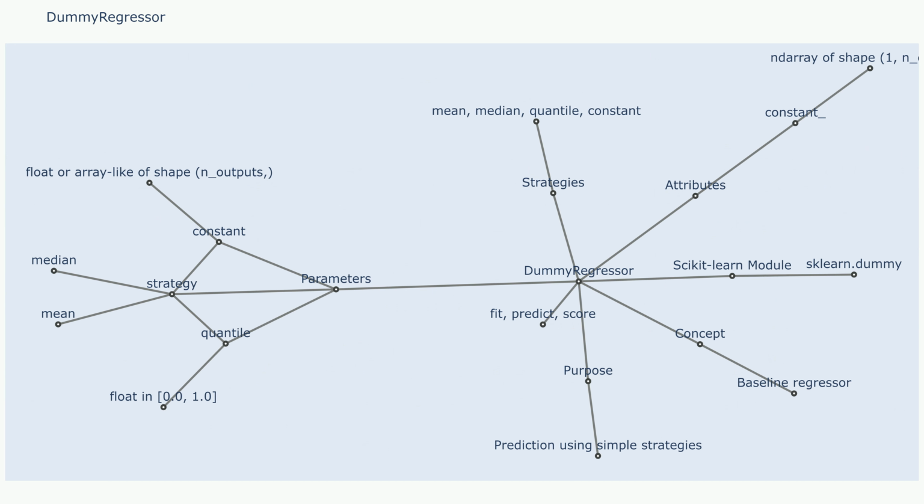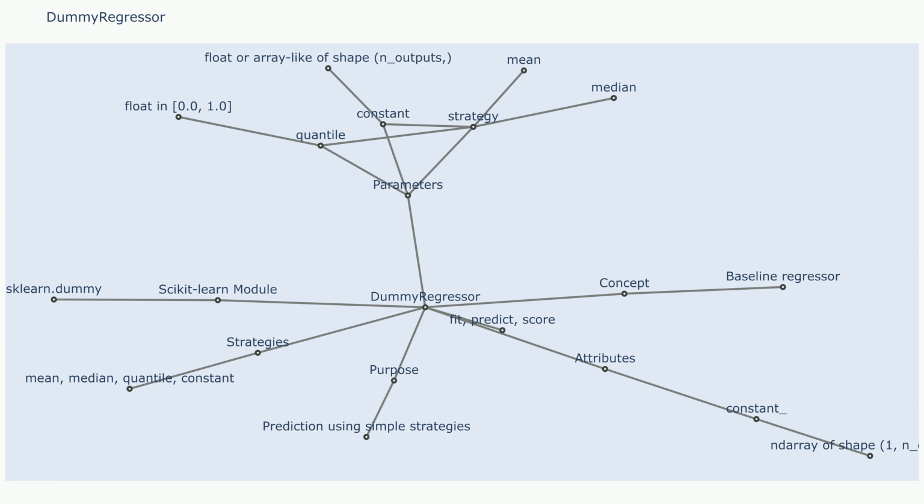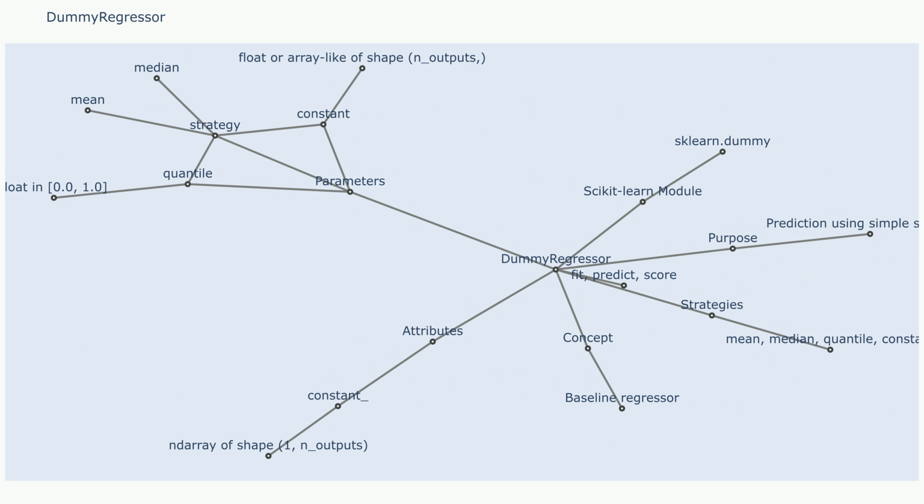The dummy regressor offers several strategies for making predictions, each providing a different baseline. 1. Strategy mean predicts the mean of the target variable for all samples. This strategy is suitable when the target variable has a relatively consistent mean value. 2. Strategy median predicts the median of the target variable for all samples. This strategy is robust to outliers and may be preferred when the target variable has a skewed distribution.